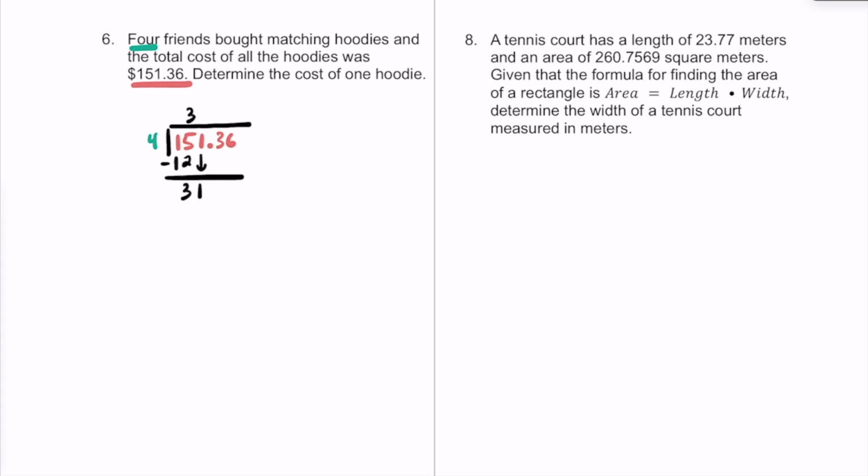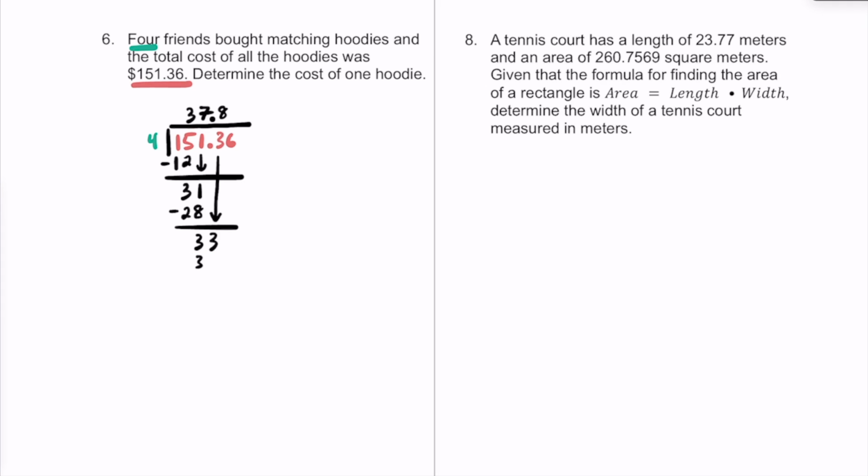So 4 into 31, I think that's going to be 7 times. 7 times 4 is 28. Let's make sure this remainder is less than 4. 31 minus 28 is 3, so that's less than 4. That's good. Let's bring this decimal up here. Just bring that straight up every time. Bring this 3 down, and let's repeat the process. We now have 33, so I know 4 times 7 is going to be 28. 4 times 8 is going to be 32, so let's go with 8 here.